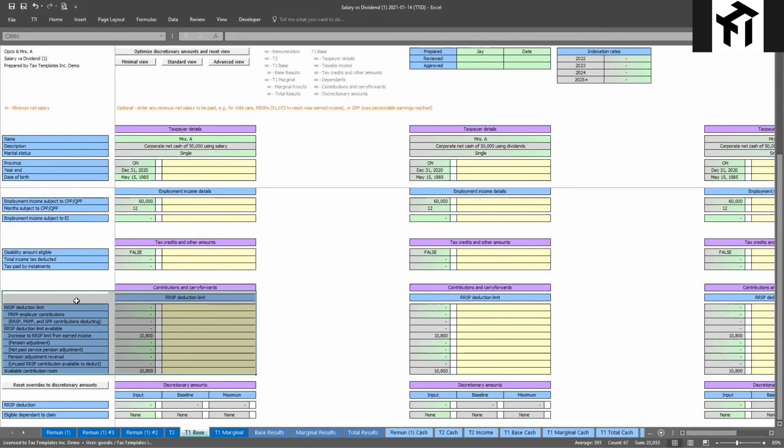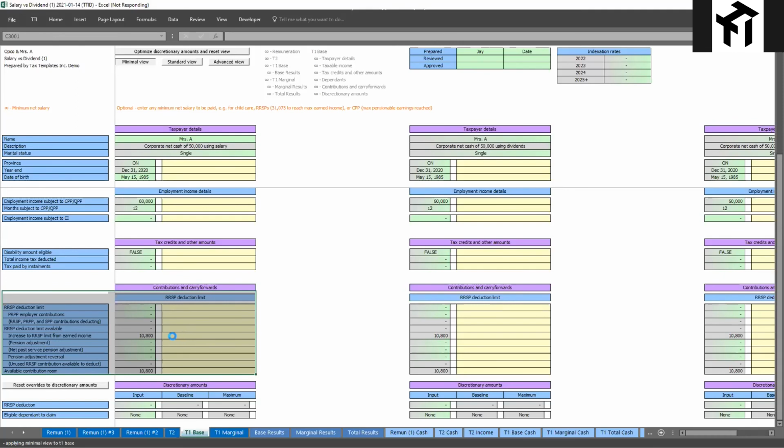There is a section that's being hidden right now because we already hit optimize and reset the view. But if I hit minimal view, we are going to see the RSP contribution section, which we will fill out along with the RSP deduction limit. We do need to fill in both of those numbers so we can consider the impacts for the optimization.